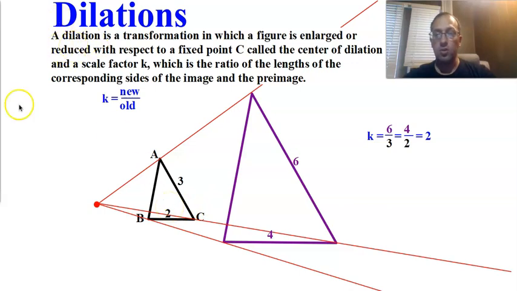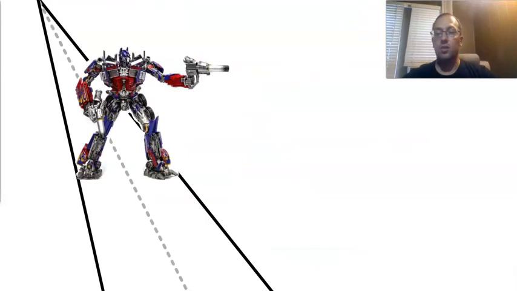Now we could also reduce this. So for example, we could have something like this. All right. So here, this little green one, again, we want to look at our scale factor. It's new over old. So in this case, it'd be 1.5 over 3. Or we could do 1 over 2. Either way, we get a K, our scale factor, of 1/2. All right? And so this is how the scale factor works, and this is how dilations work. You can make them bigger, you can make them smaller. All right? You got to pay attention to which direction you go.